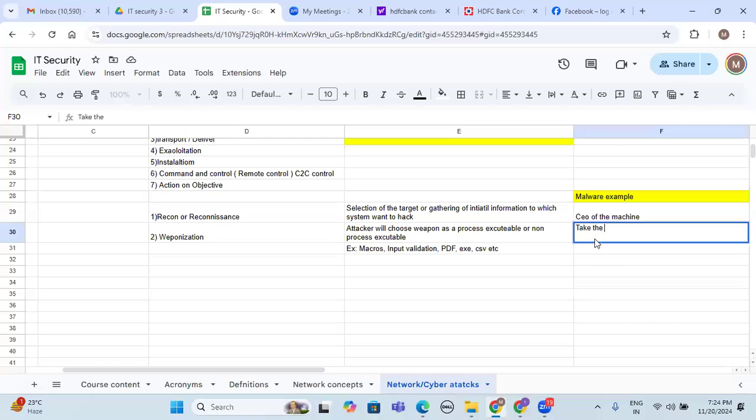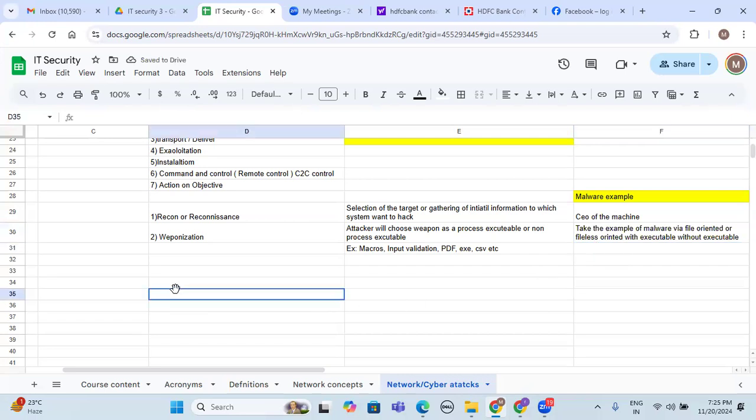Take the examples of malware, file-oriented or fileless, with executable or without executable. That is called weaponization.